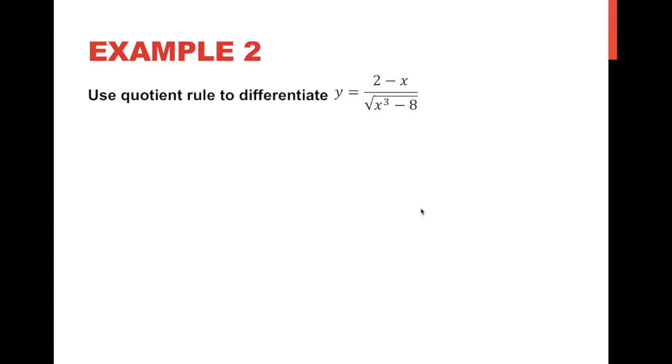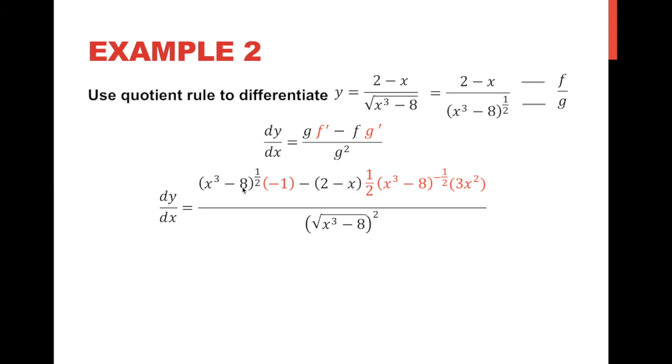So the second example is we are differentiating y equals 2 minus x all over the square root of x cubed minus 8. Once again, the numerator is our f and our denominator is our g. Now it is better for us to write our denominator in this form: x cubed minus 8 to the power of 1 half. Once again, this is the rule, low d high. So differentiate first the numerator, and with that, we copy the denominator, which is going to be x cubed minus 8 to the power of half.